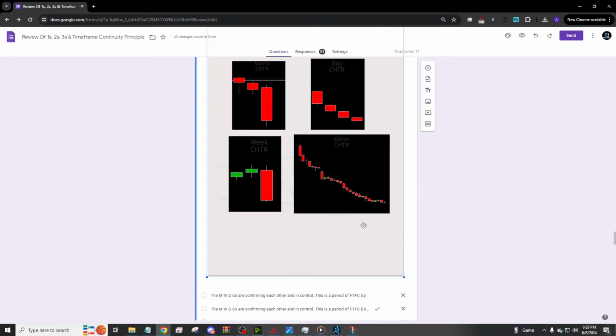So even if you got that one wrong, I understand based on that slight doji. I should have cut that off. So you had this big red candle here to base your analysis off of. So that's on me again.